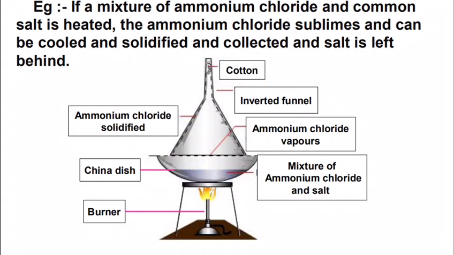Okay? So in this way, the process of sublimation helped in the separation of the sublimable volatile component from the non-volatile component of the mixture, right? So this is the activity which is used for the separation of a mixture of common salt and ammonium chloride, right? So this activity we are doing twice. You have done it earlier also.